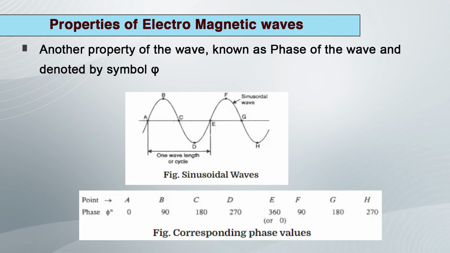When it travels and reaches B, the phase angle changes to 90 degrees. When it reaches C, the phase angle changes to 180 degrees. When the wave reaches the point D, the phase angle changes to 270 degrees. And when it reaches E, the phase angle reaches 360 degrees. And this cycle is repeated in other cycles as well.